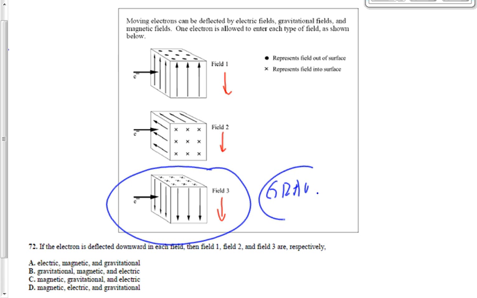Okay, that's the easiest one. The next easiest one is electricity, the electric field. If we want a negatively charged particle to be pushed downward, then that electric field has to be acting upwards. Because remember, with electric fields, the charge moves opposite to the field if it's a negative charge. That means this is the electric field.